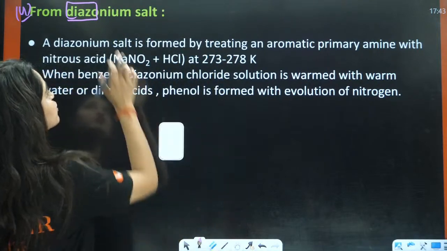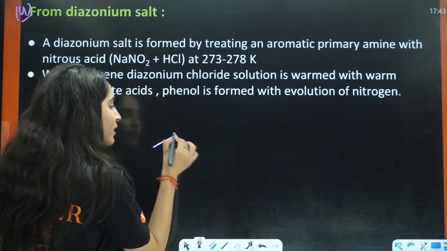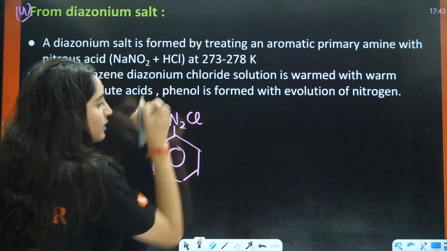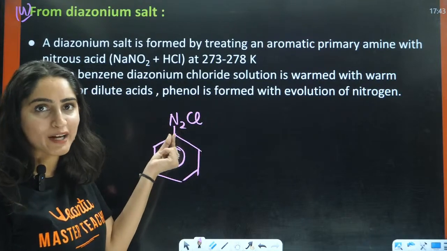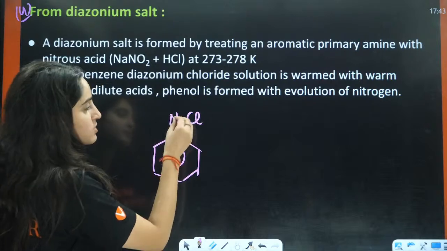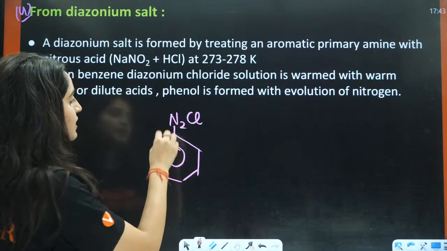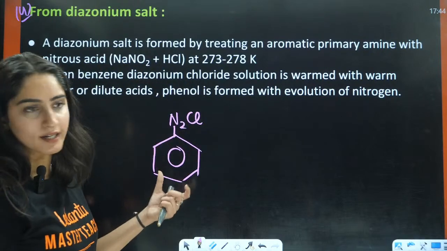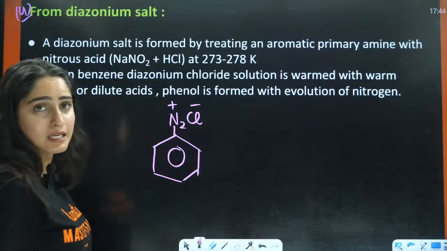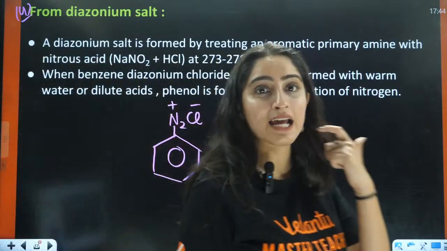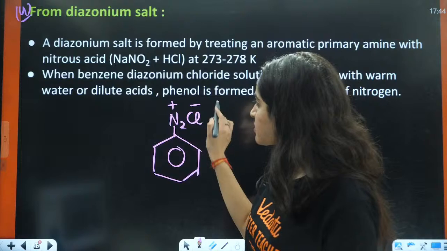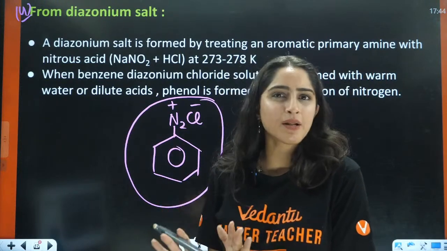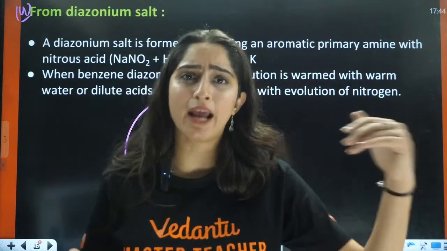So this means diazonium salt. Now basically what is a diazonium salt? This is a diazonium salt, N2Cl. Diazo is for nitrogen, right? This is the diazonium salt of chloride here. This is basically N2 positive and this is Cl negative. Now this diazonium salt is not very stable, right? It is slightly stable so that we can have different reactions from there.